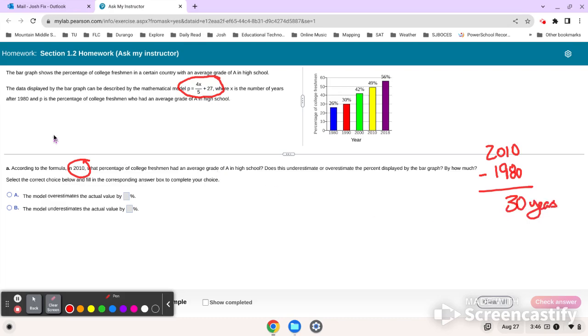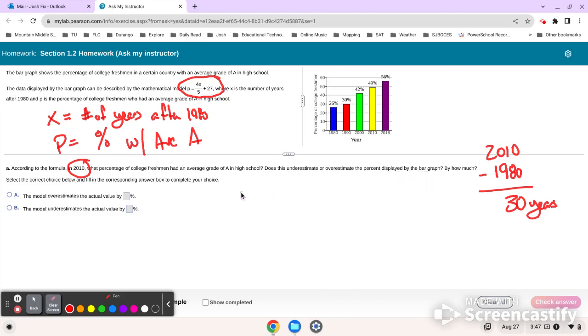In this particular case, they've told us that x represents the number of years after 1980. So our job is to find p, which is the percent with grade average of A, I'm just going to say average and A. The first part is to plug in and figure out whether the formula underestimates or overestimates the percent displayed in the bar graph.